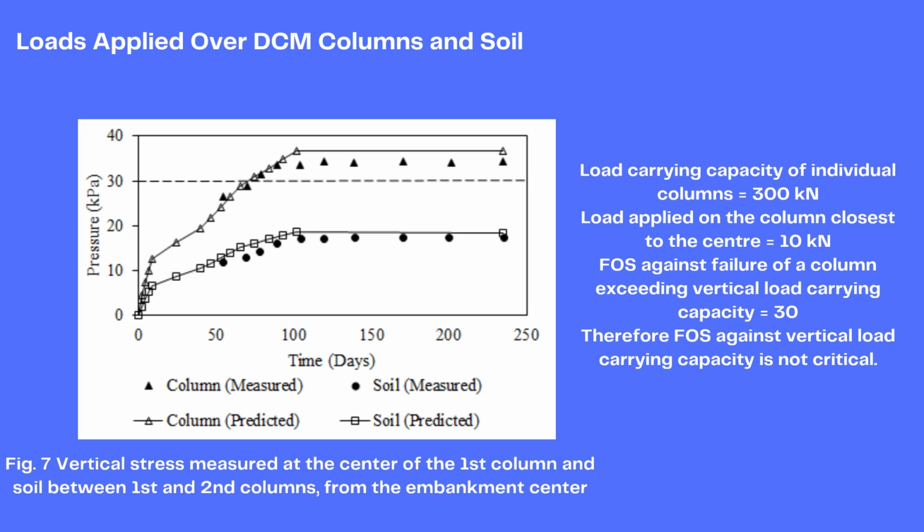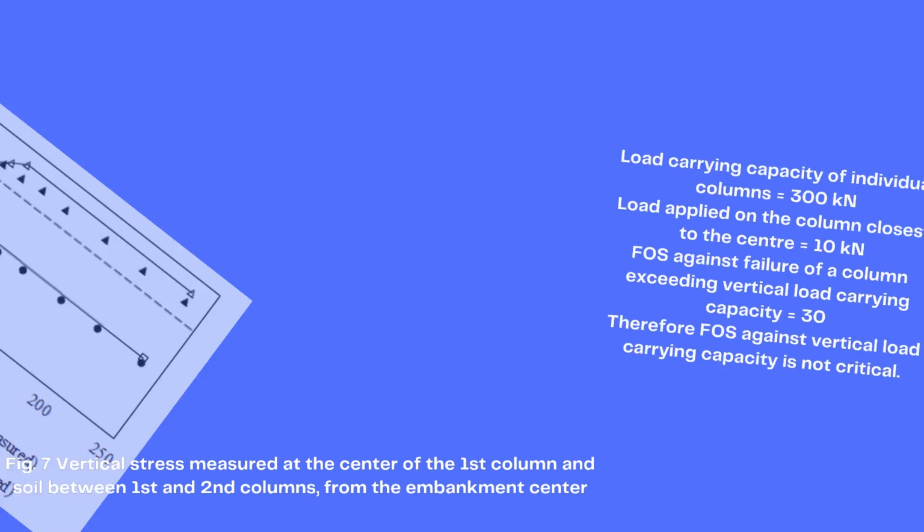And if we calculate the load carrying capacity of an individual column, it is about 300 kilonewtons, and the load applied on a single column is about 10 kilonewtons. So if we calculate the factor of safety against vertical load carrying capacity, in this case it is 30. That means it is not a critical case. That means this embankment is never going to fail due to exceeding vertical load carrying capacity of columns.